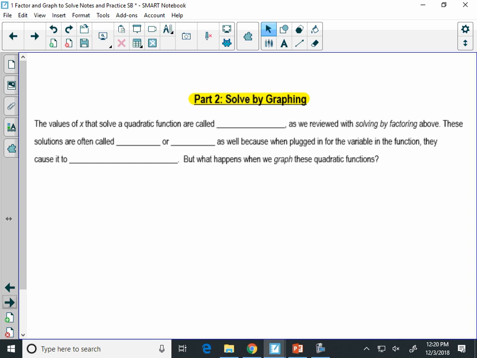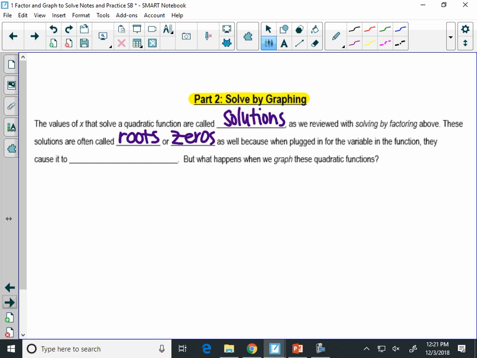So when we solve by factoring, it says the values of x that solve a quadratic equation are called solutions. And that's ultimately what we're looking for. What are the solutions of the quadratic? As we review in solving by factoring, I can find the solutions one way by factoring. These solutions have other names. They can be called the roots or the zeros of a quadratic. The reason they get those names, roots or zeros, is because when you plug those values back into the equation, they cause it to equal 0. So we found the values of x that make the equation equal 0. That's what we solved for. Now we want to know what happens when we graph these quadratics.